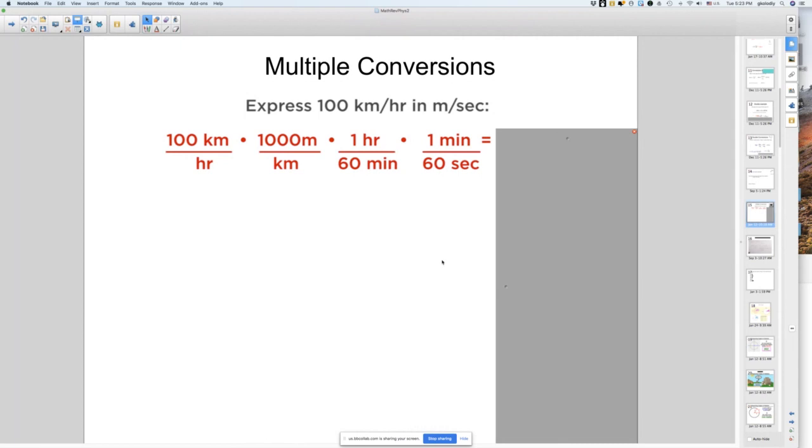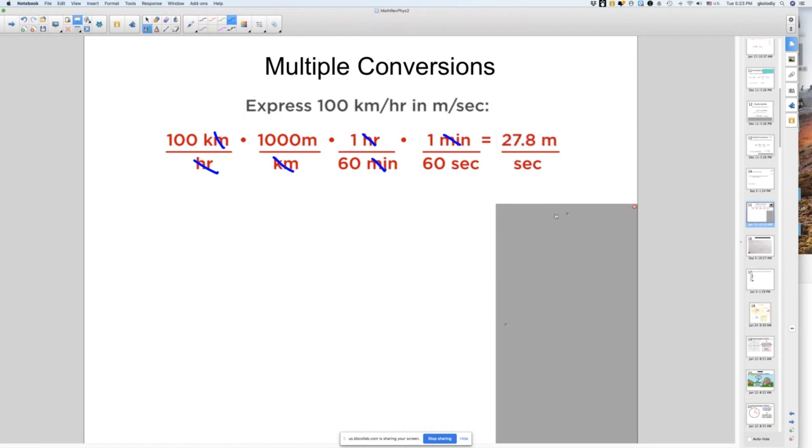1 minute is 60 seconds. So let's see how these units work out. Kilometers cancels kilometers, hours cancels hours, minutes cancels minutes, and we have left meters on top and seconds on the bottom. So basically multiplying all this out, you get 27.8 meters per second.